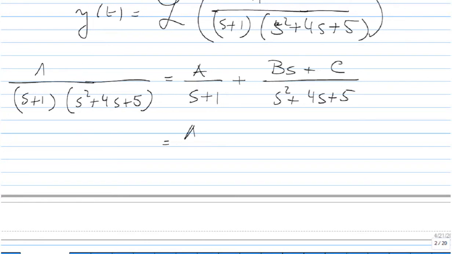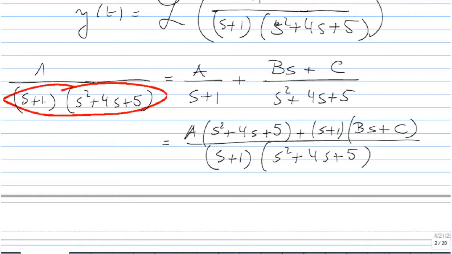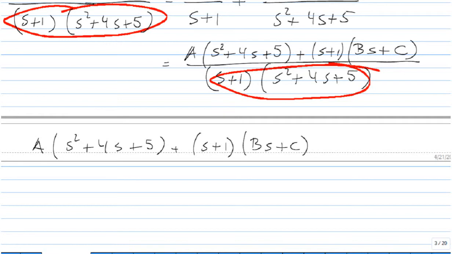So we'll get a times s squared plus 4s plus 5 plus s plus 1 times bs plus c, over s plus 1 times s squared plus 4s plus 5. And now, since we have the same denominator, we must have the same numerator, which gives me a times s squared plus 4s plus 5 plus s plus 1 times bs plus c equals 1.